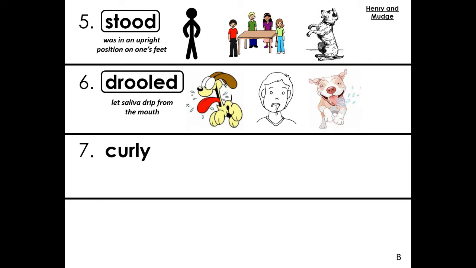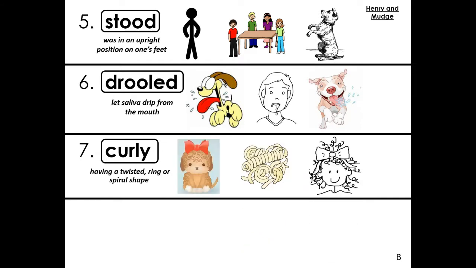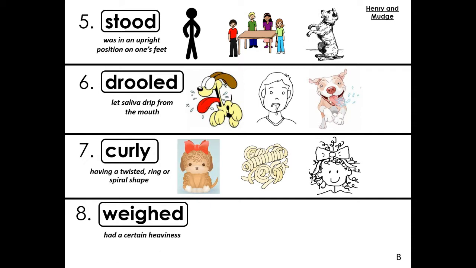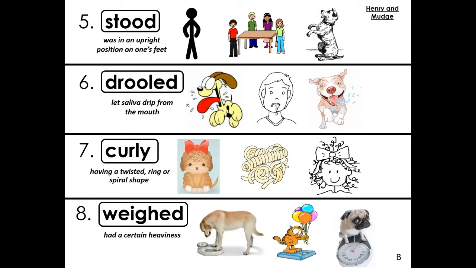Number 7, curly, having a twisted ring or spiral shape. Curly comes from the root word to curl. Number 8, weighed, past tense. The root word is weigh. If you weigh yourself, or if you weighed yourself, that means you already did it in the past. Had a certain heaviness, weighed.